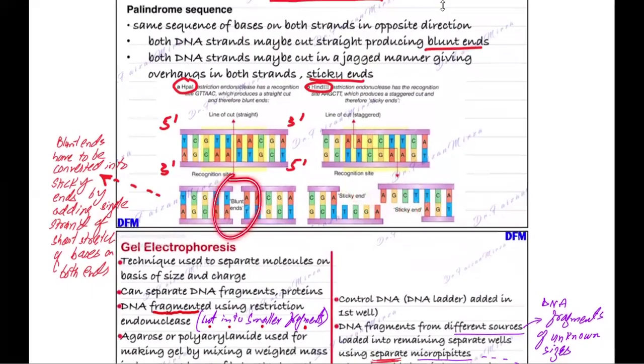What about the blunt ends? The blunt ends cannot be placed without a sticky end being added. So these blunt ends have to be converted into sticky ends by adding a single strand of a short stretch of bases on both ends. These are called flank sequences. We don't discuss flank sequences in our A-level course, but you should know that blunt ends cannot be added to an existing sequence of the gene without overhangs being added there, otherwise it will not attach.